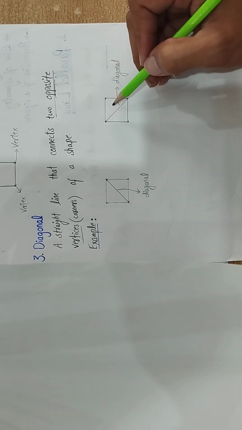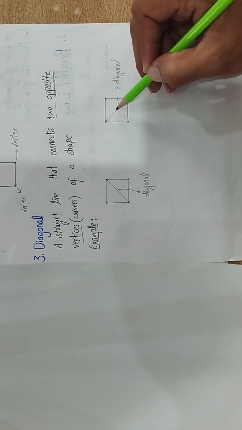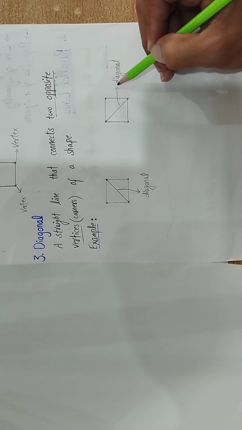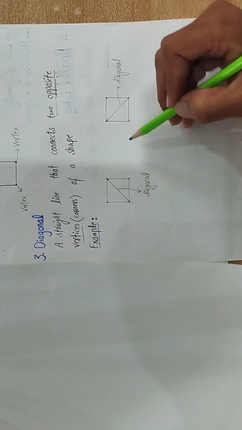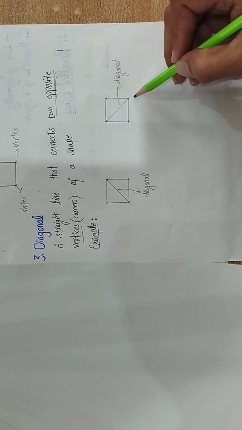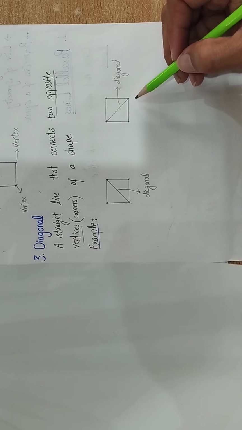Opposite means they are in front of each other. This one and this one, they are opposite to each other, and this line is connecting these 2 vertices, these 2 corners. So this line is a diagonal. So in a square shape, we can draw 2 diagonals, one in this way and one in this way. I hope you get the idea about diagonal. Diagonal is a straight line which connects 2 opposite corners of the shape, and the corners have a special name, vertices. Now let's move on to the fourth definition.